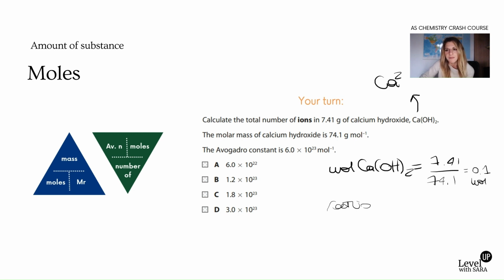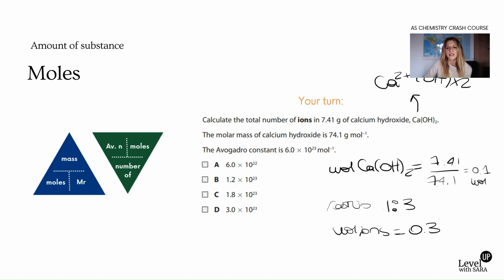We have calcium, and then we have hydroxide, which is minus, but we have 2 of them. So in total, we have 3 ions. Therefore, the ratio will be 1 to 3. So the moles of our ions will be equal to 0.1 times 3, so it will be 0.3.